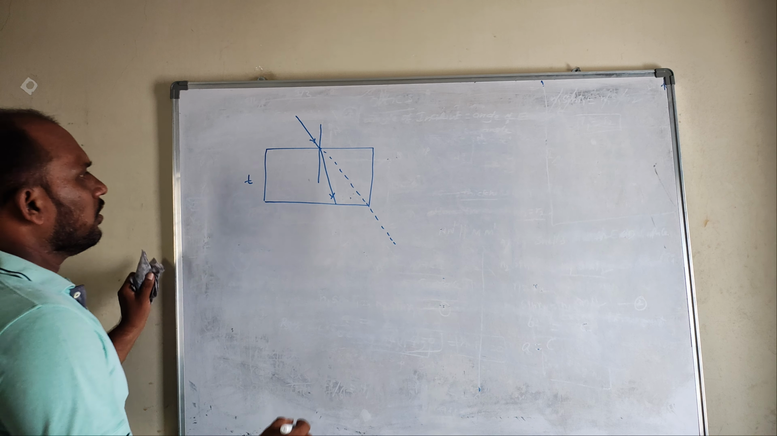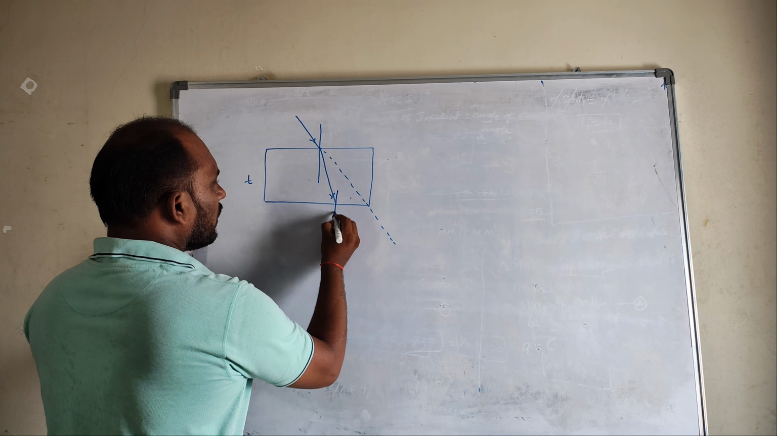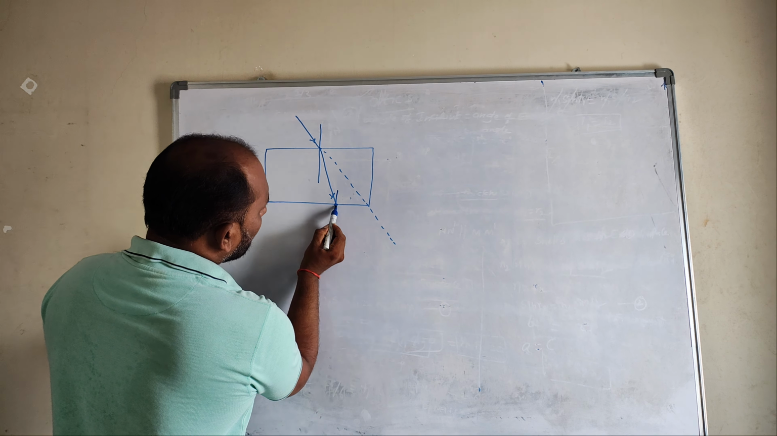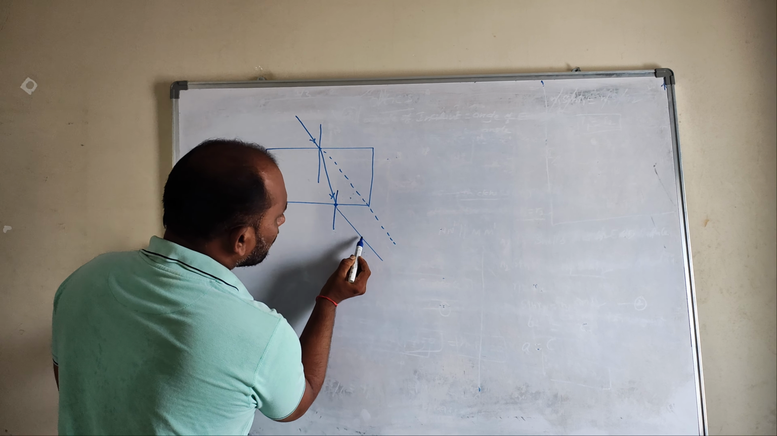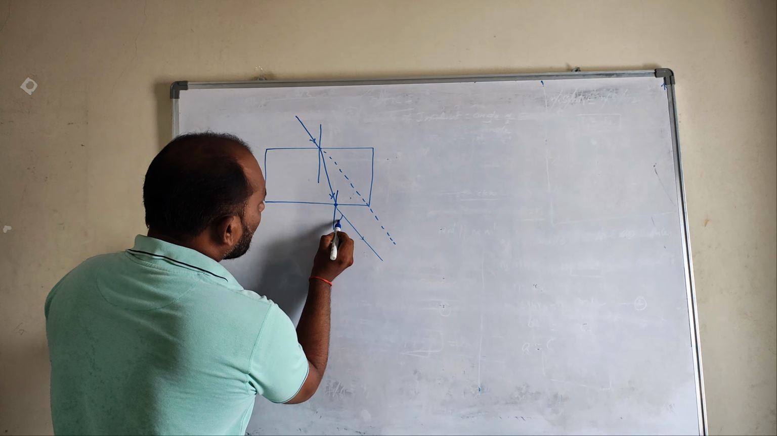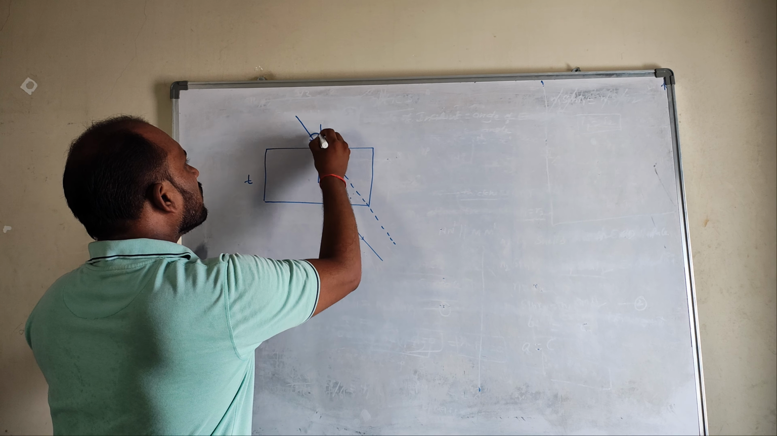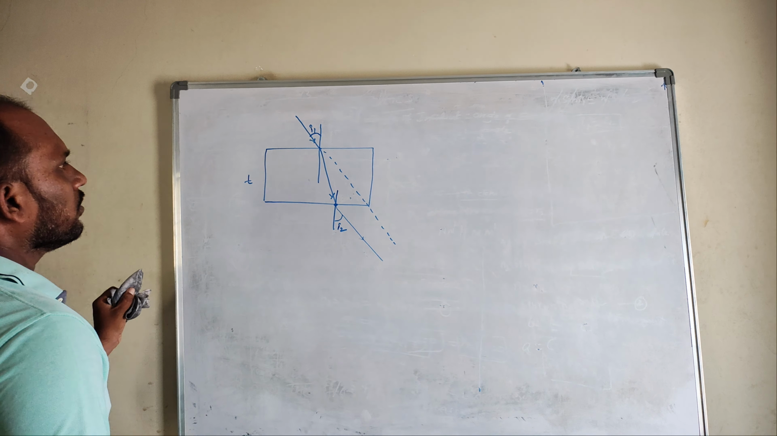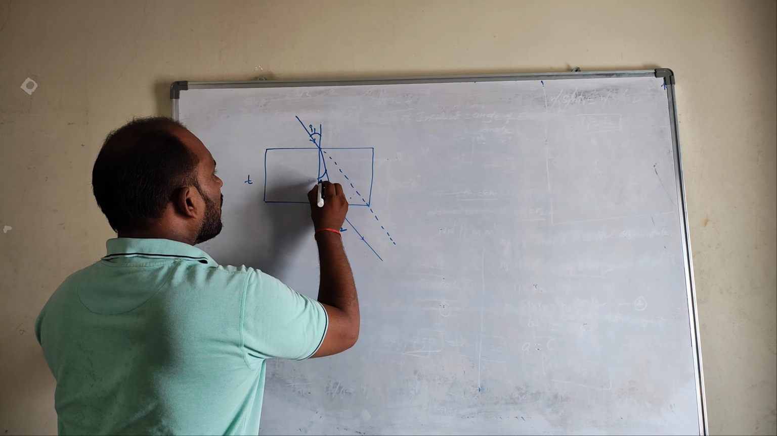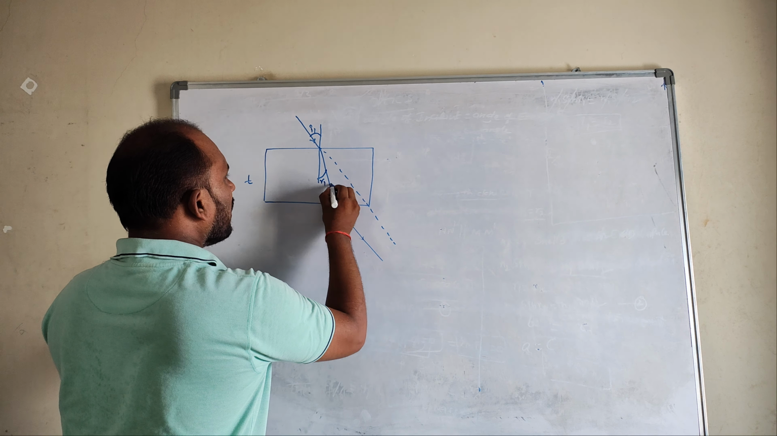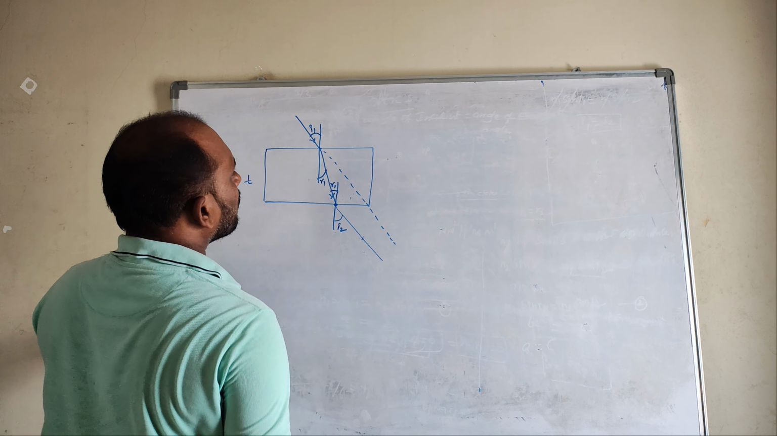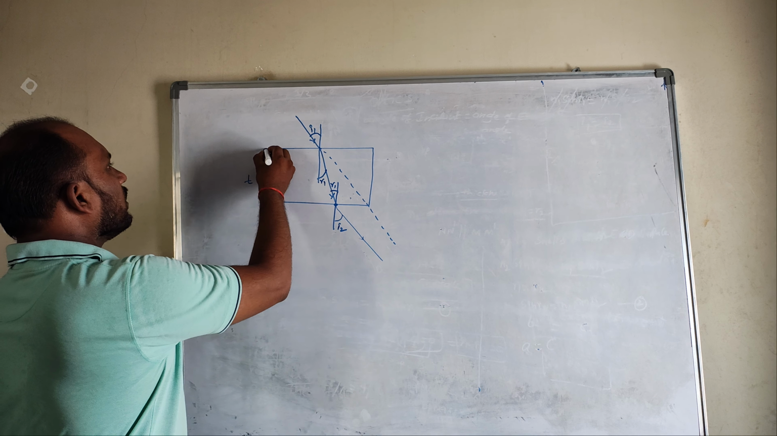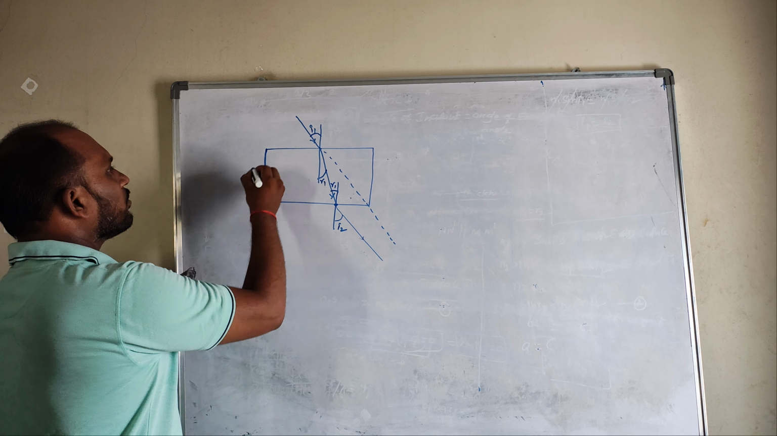The incident ray, and now I take a normal line here. Why? Because this is the point of incident. Now it goes like this. So this is the angle here. This is also I1. This is also I2. This is R1. This is also R1. So the thickness of the glass slab, how much? Just now we have to say the thickness of the glass slab is T.